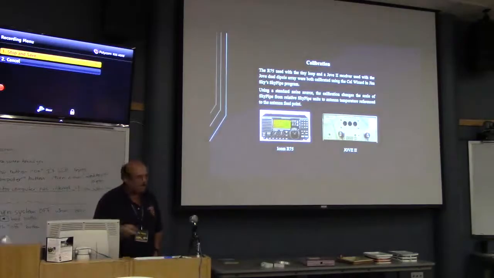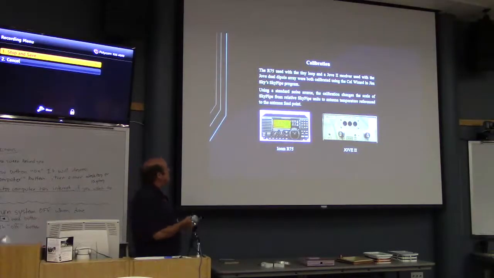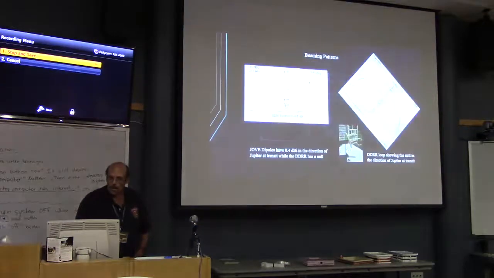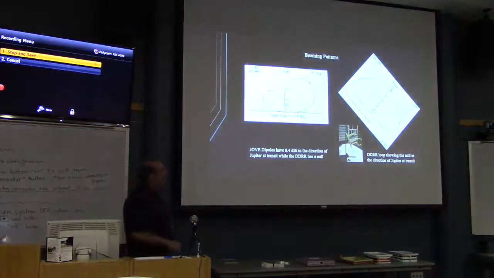So these are the 2 receivers that we used for the test. The Jove dipoles were connected to my Jove 2 receiver. The DDR-R was connected to the ICOM R75. And again, the R75 was tuned to maximum dynamic range. And that took quite a while to get set up. That's a whole other paper. So here we're looking at the far field plots. And thank you, Bruce, for doing the DDR-R for us.